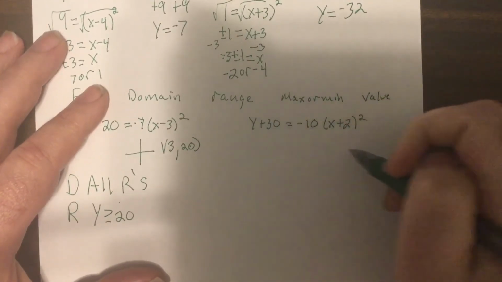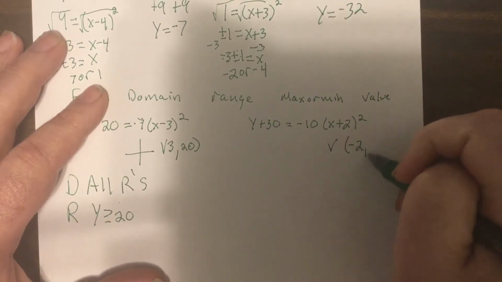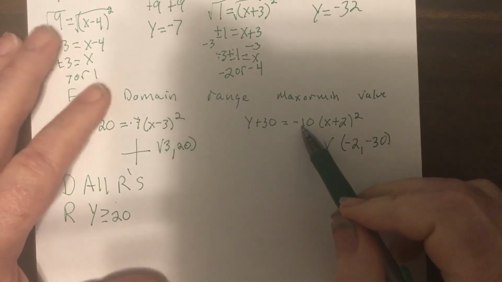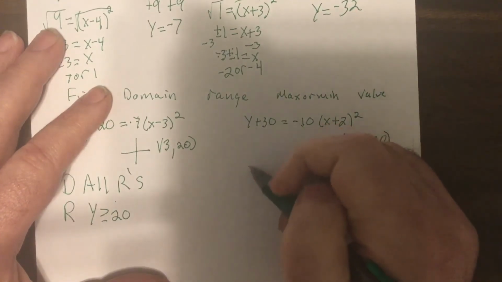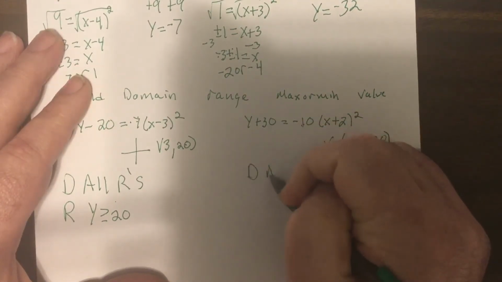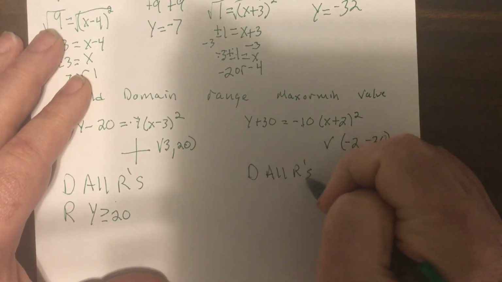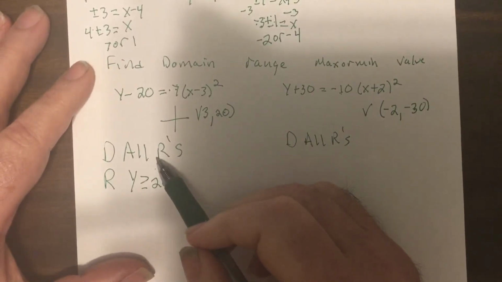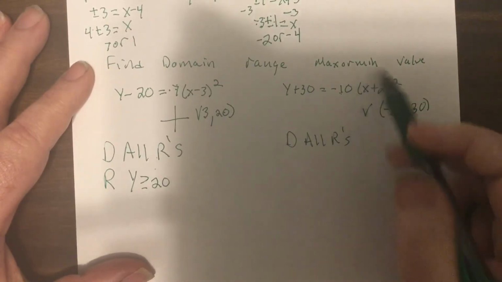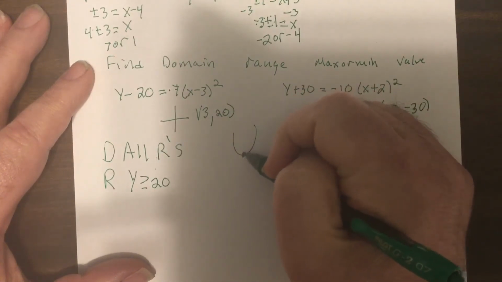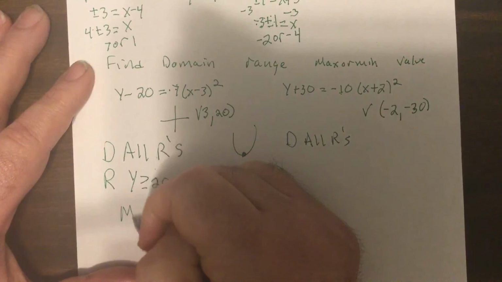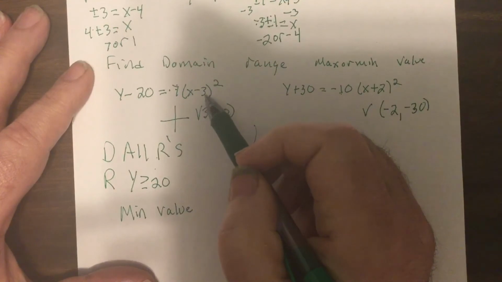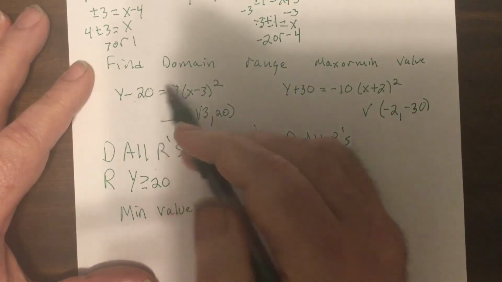So this one, the vertex is negative 2, negative 30. It's opening down because this is negative. So it starts at negative 30 and goes down. So the domain, again, is all reals. Oh, I'm sorry, this is my bad. If it's opening up, it's a minimum, because there's a point you can't go any lower. And the minimum value is always the y value, because that's how far up or down you're going. So it'd be 20.